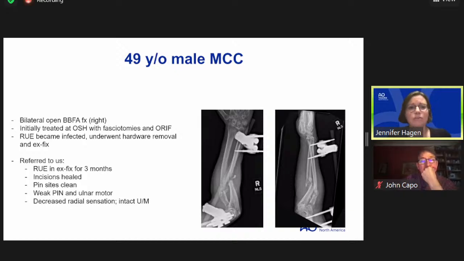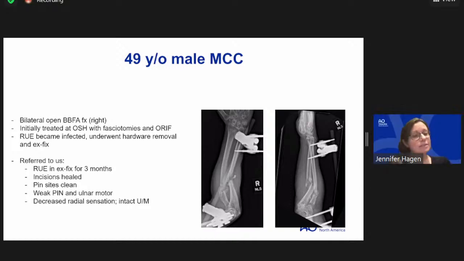So this is a 49-year-old male. He had bilateral open both-bone forearm fractures. We are only going to discuss the right for this case. He was treated at an outside hospital. He had fasciotomies. They fixed him. He then subsequently passed out. They took all the hardware out, put him in an X-Fix, and then spent quite a bit of time before he got to us. So he came to us at 3 months.